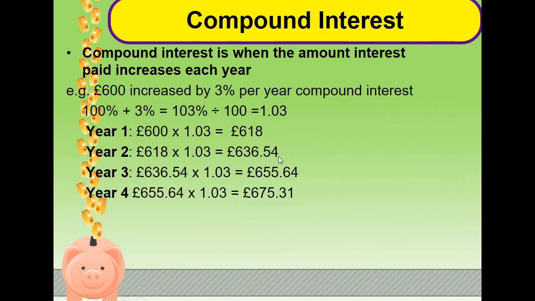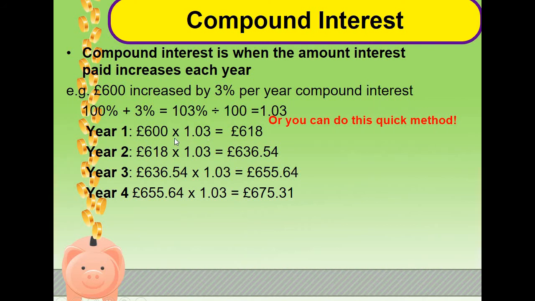Okay, so you can see that the amount of interest increases every year. It gets a little bit bigger because you're finding 3% of a larger amount every year. Okay. So the trouble with this method that I'm showing you here is it's quite time consuming. If you were trying to find how much money you had at the end of 10 years, for example, that would take ages. You'd have to go through all of that. So I'm going to show you a faster way to do this.